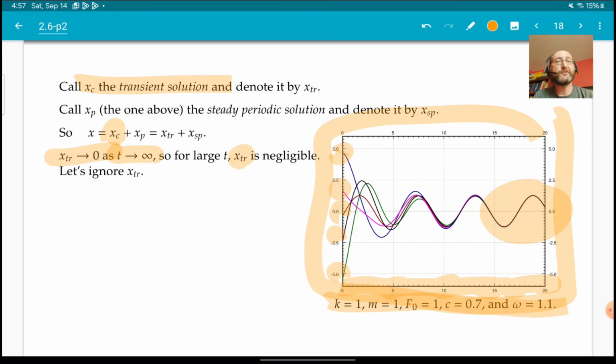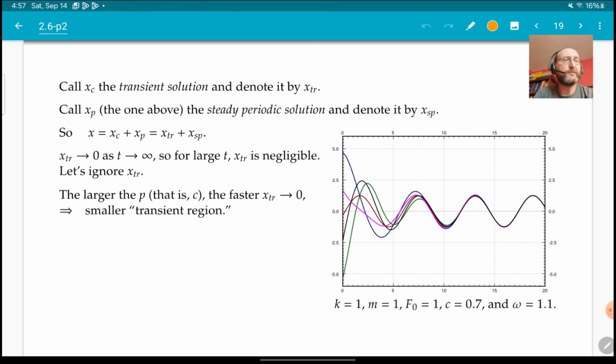So after a little bit of time, we're only seeing the steady periodic solution. So let's just focus on that. Let's ignore the x sub d r for a moment. It doesn't really matter that much, depending on what sort of problem you're trying to solve. But if we're trying to figure out what is resonance, then it doesn't matter.